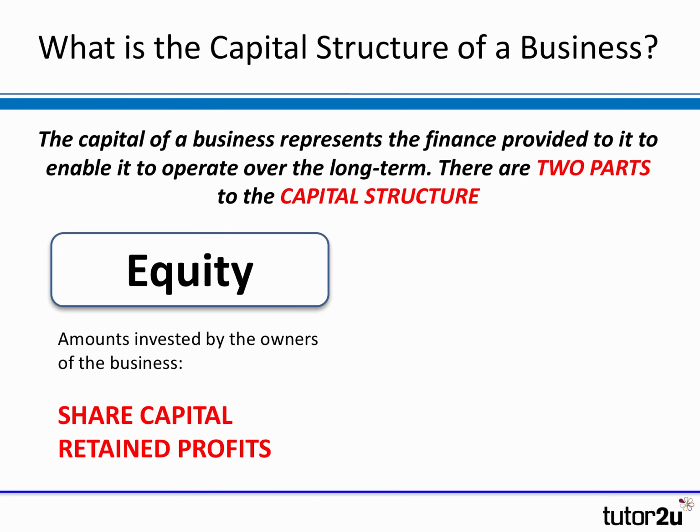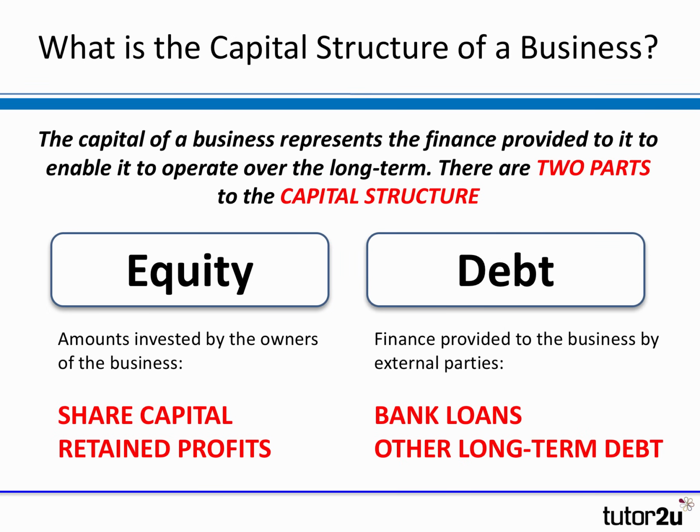The other side of the capital structure of a business is the stuff that's not equity. It's called debt. And what this is, is sources of finance that are provided by external parties such as banks, which are in the form of debt. Bank loans being perhaps one of the most popular and certainly common forms of debt. But there can be other kinds of debt such as mortgages and debentures and other kinds of long-term liabilities that the business has to pay back at some stage in the future and on which it normally pays interest.